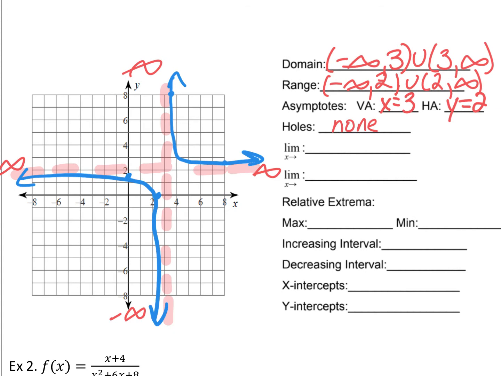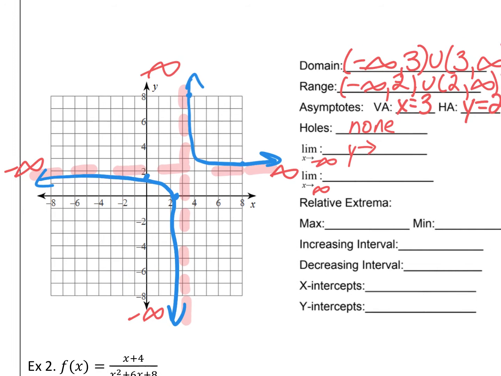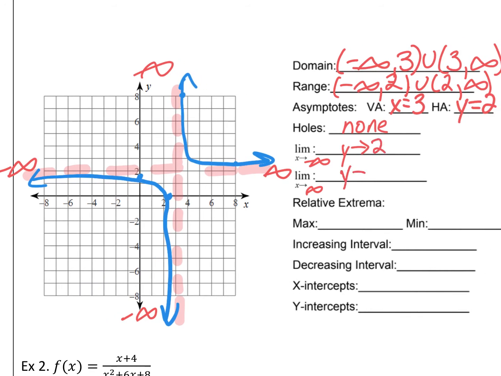Limits, okay, again, not going to be on the EOC, so don't worry about them if they still confuse you a little bit. But as x approaches both the left and the right, y is going to approach that horizontal asymptote. So that was 2.